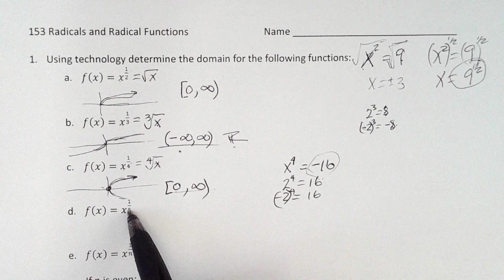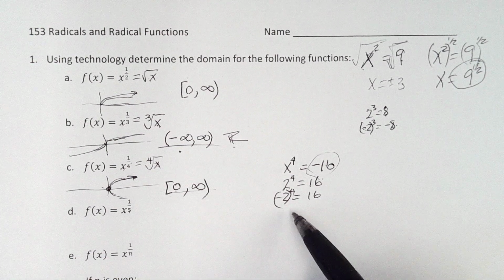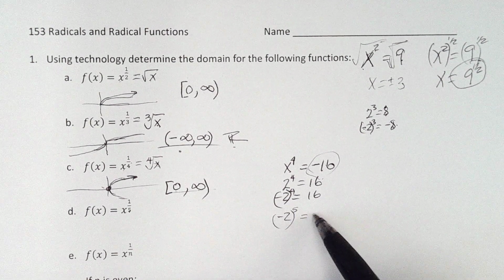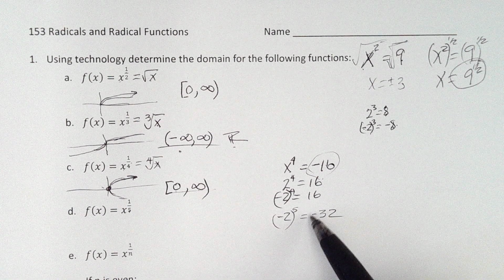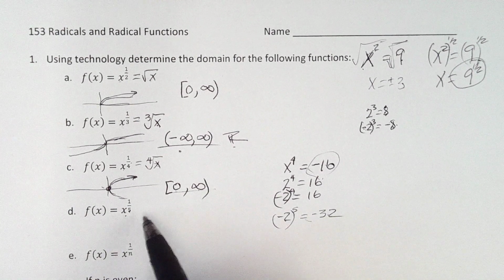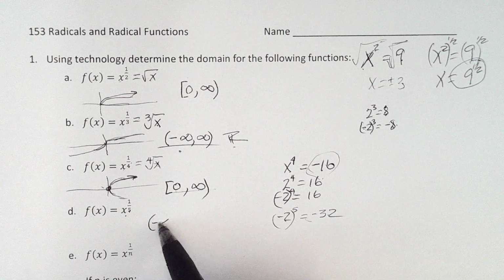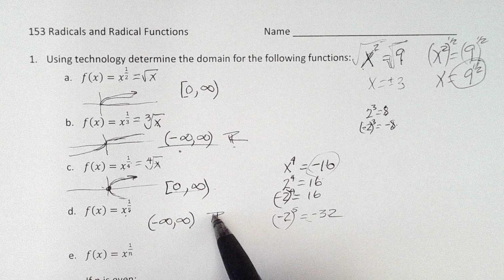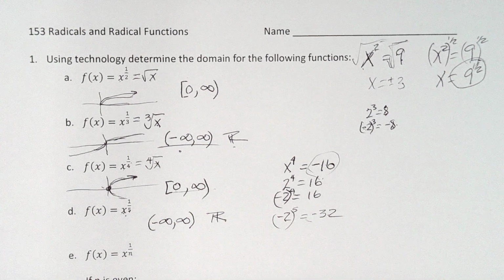Now 5th root, you can take negative 2 to the 5th, and you'll get negative 32. So you can take the 5th root of negative 32, which is negative 2. You can do these for all real numbers, negative infinity to infinity, or all real numbers is the domain here. You can do the 5th root of positive, negatives, or 0.